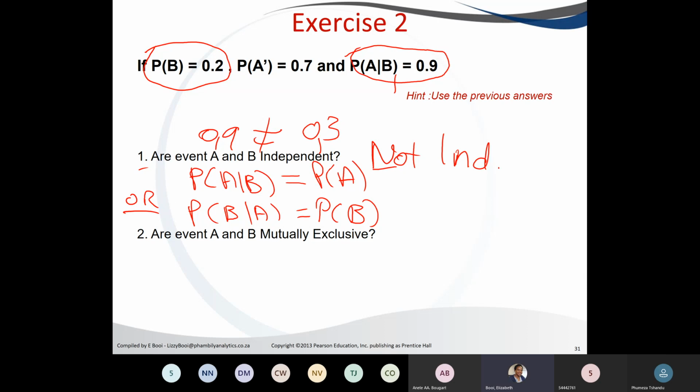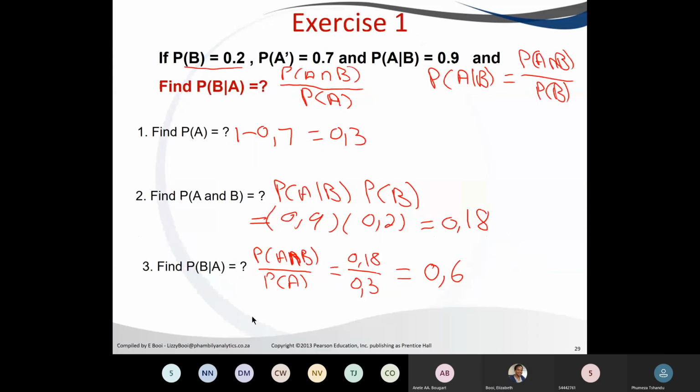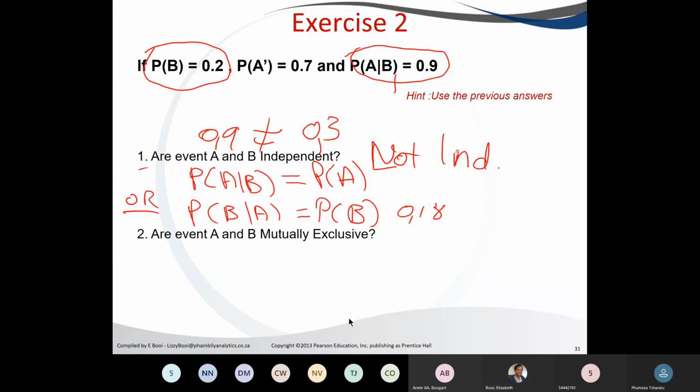You can even go and check the second part, where it asks whether the probability of B given A is the same as the probability of B, which is 0.2. Based on the answer we got previously, the probability of B given A was 0.18, if I remember well. I can go there and check. Oh, it was 0.6. And the probability of B is 0.2, and they are not the same. So it means they are not independent.